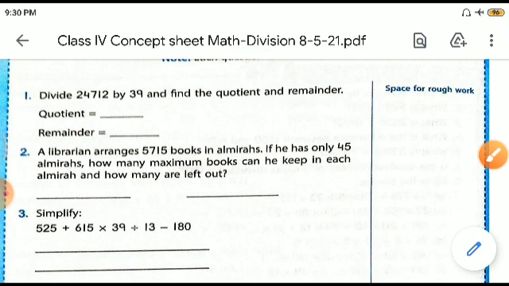A librarian arranges 5715 books in an almirah. If he has only 45 almirahs, how many maximum books can he keep in each almirah, right?